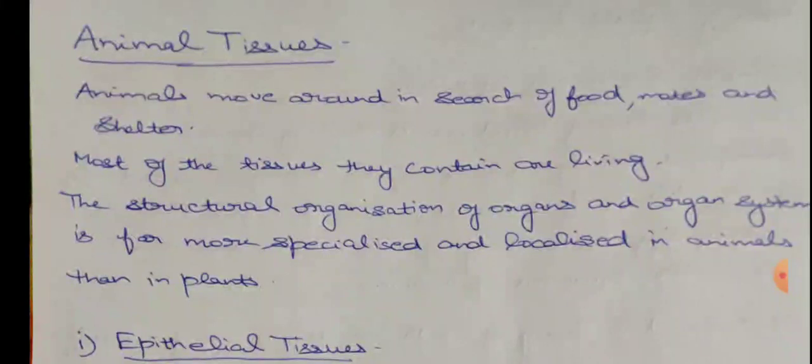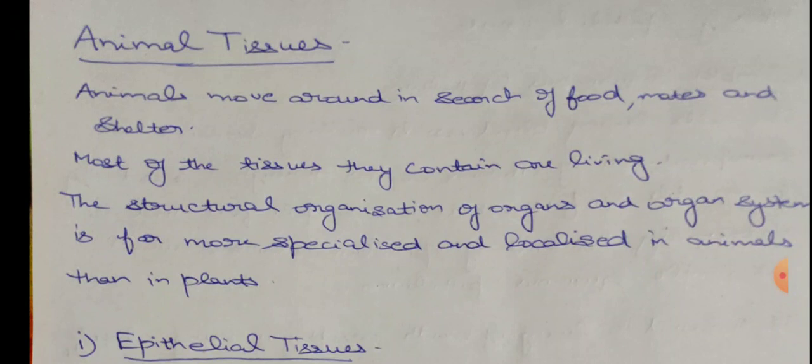We have discussed many topics. We discussed the meristematic tissue, then permanent tissue. This complex tissue comes under the permanent tissue. We studied two types of tissues under permanent, simple and complex tissue. I hope, students, that it is clear to all of you. It's very important.